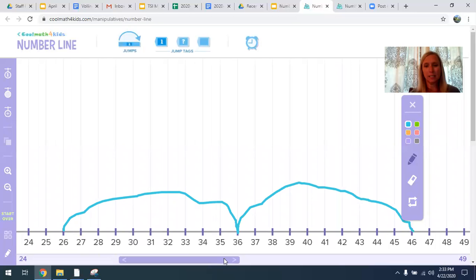And then how many ones do we see? Now there are 3 ones.